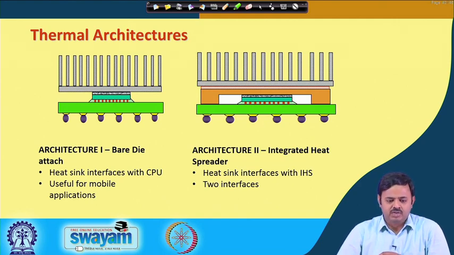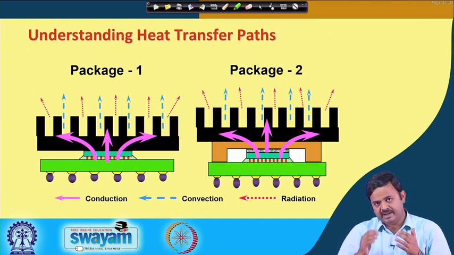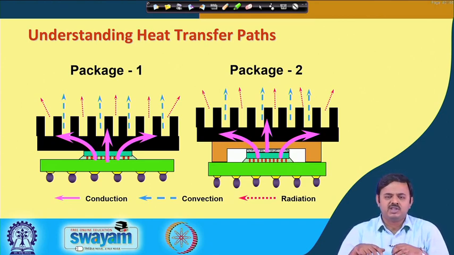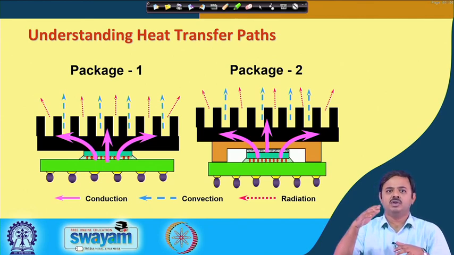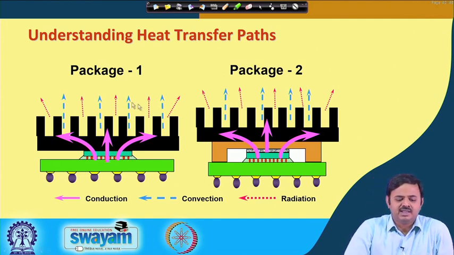Okay. So, now if we look at both of these architectures, architecture 1, architecture 2, at this point we will neglect the heat transfer to the bottom. We will assume that the majority of the heat flows in the direction of the heat sink, and what flows in the other direction, from the substrate to the motherboard, towards the socket, is negligible. If that is the case, then these are the heat flow paths.